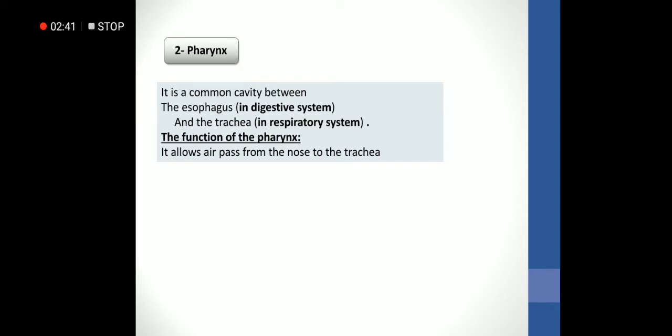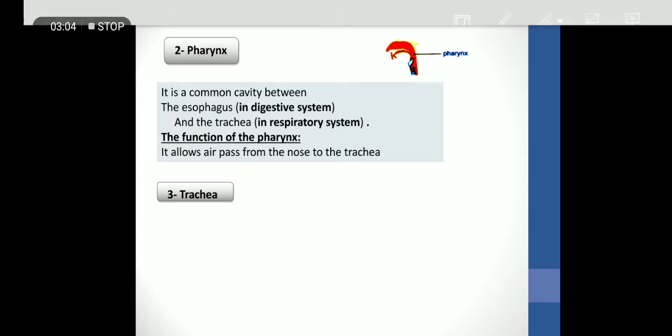The second organ in the respiratory system is the pharynx, and it is a common organ between the digestive system and the respiratory system. We studied pharynx in the digestive system. It's a common cavity between the esophagus in the digestive system and trachea in the respiratory system. The function of the pharynx, it allows air to pass from the nose to trachea.